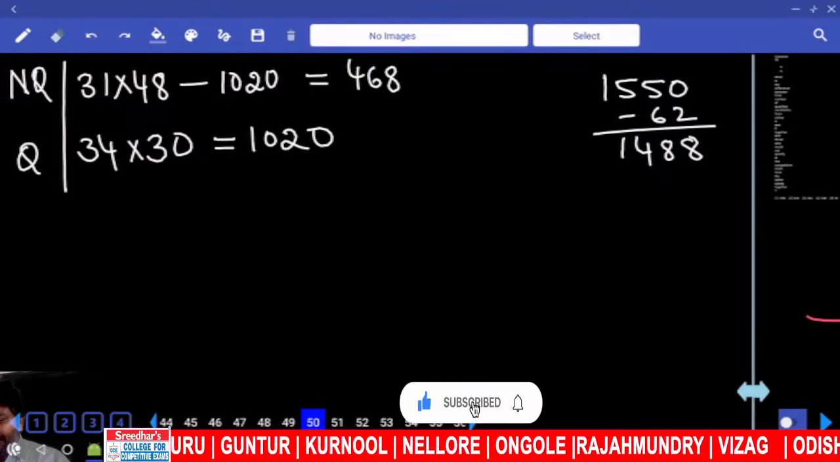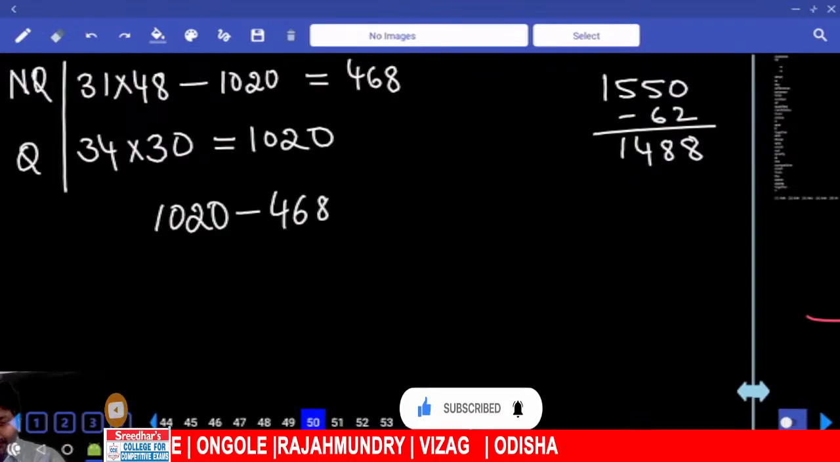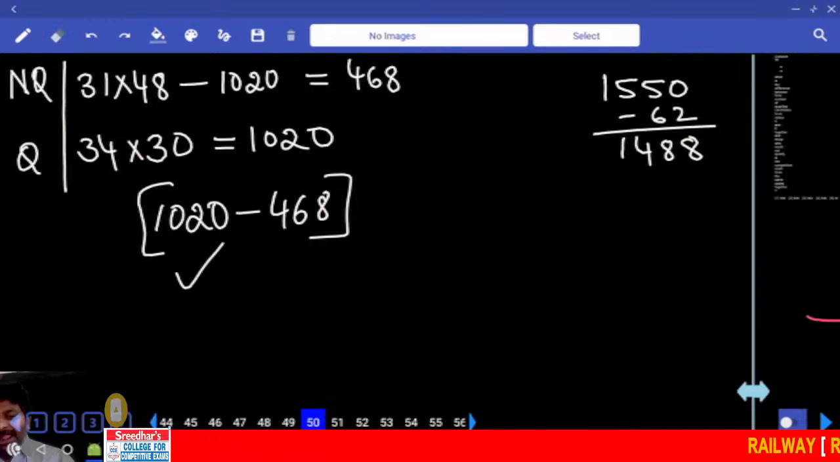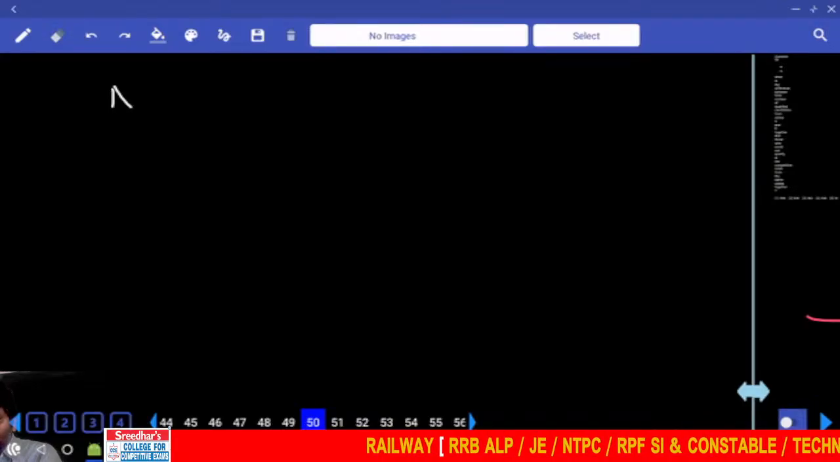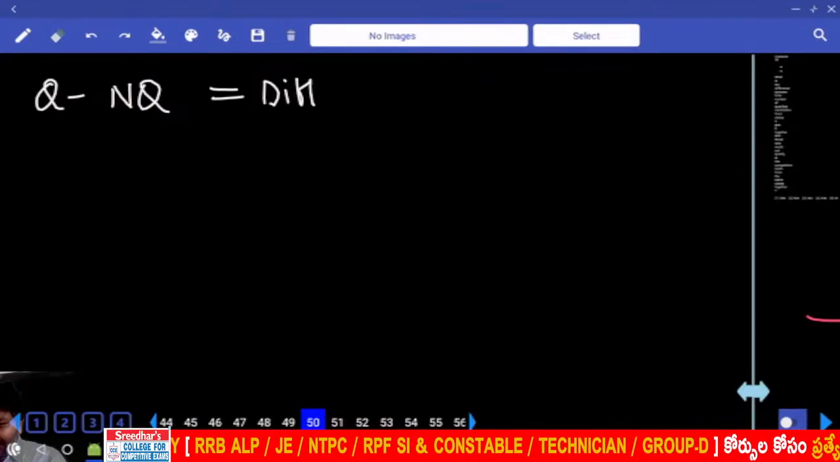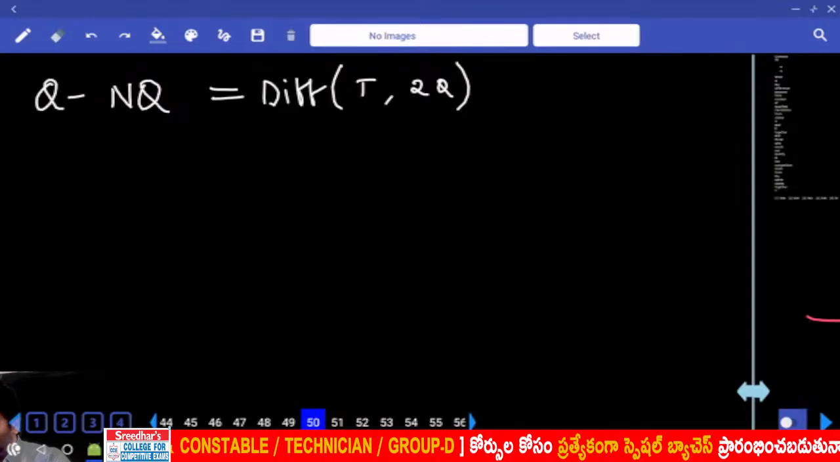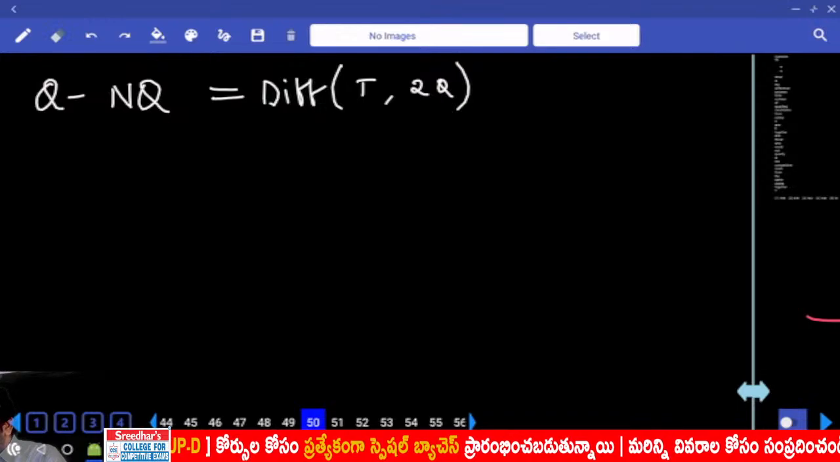Now the question is the difference between qualified and not qualified. 1020 minus 468. Instead of 468, you subtract 500, add 32 later. Subtract 500, 520, add 32, 552. This is the actual solution. But to calculate the difference between qualified and not qualified, the same we are converting to the difference between total and 2 times qualified. That is, we are not calculating the entire value, we are verifying only the last digit.